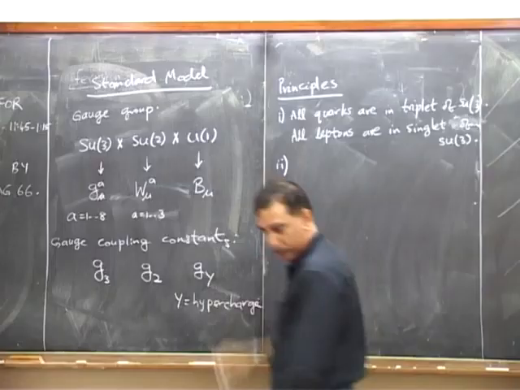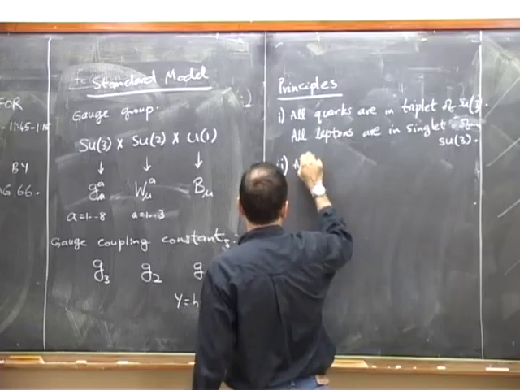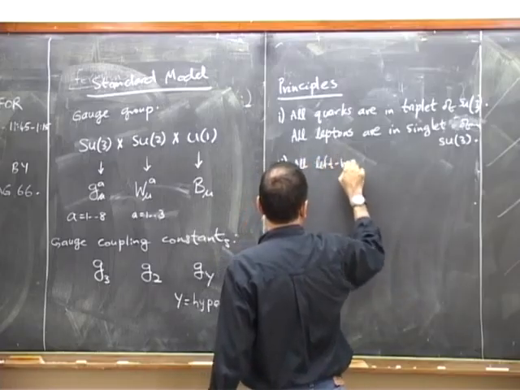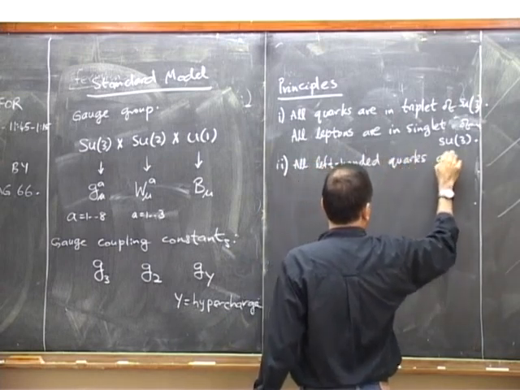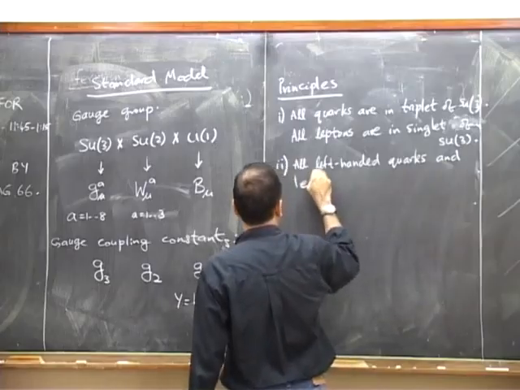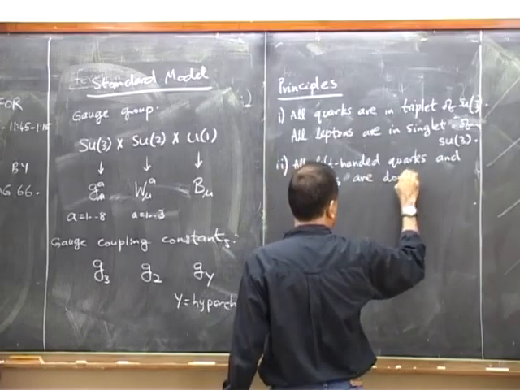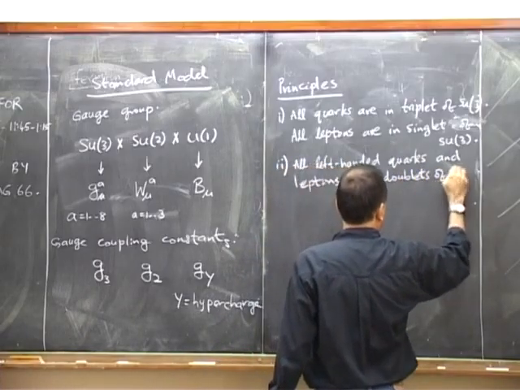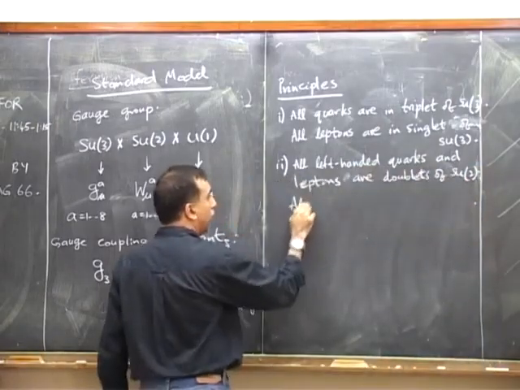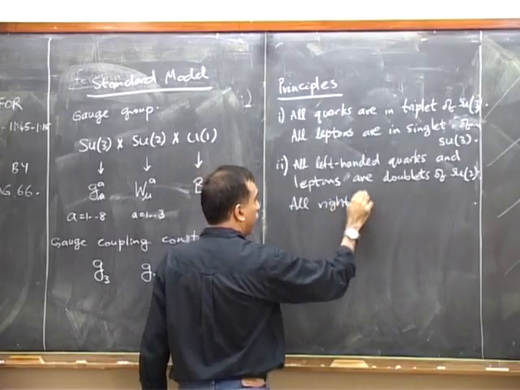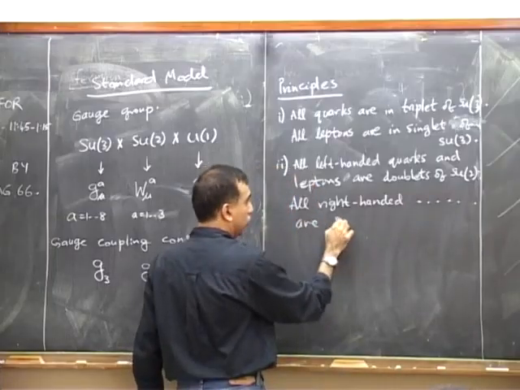Principle number 2, okay, is that all left-handed quarks and leptons are doublets of SU(2). All right-handed, same things, quarks and leptons are singlets of SU(2).